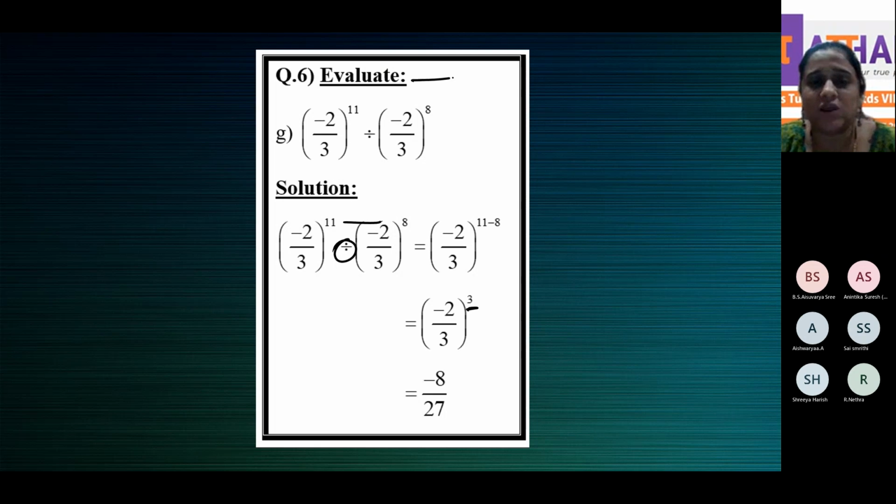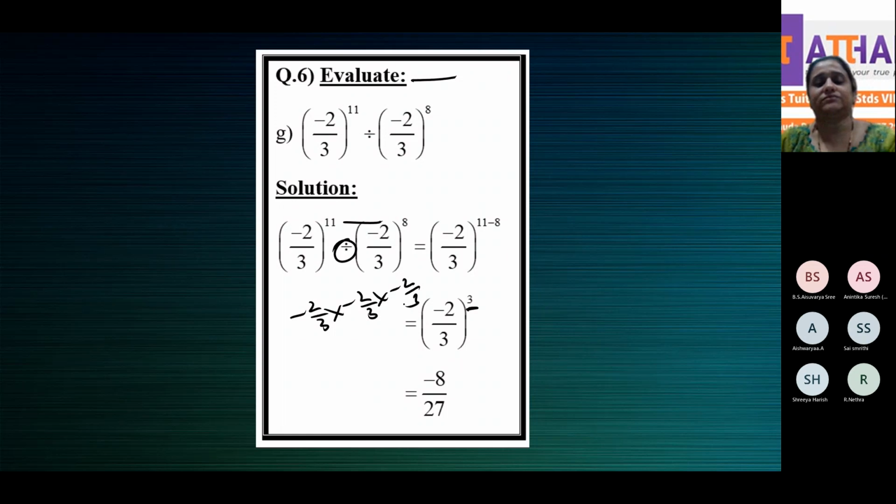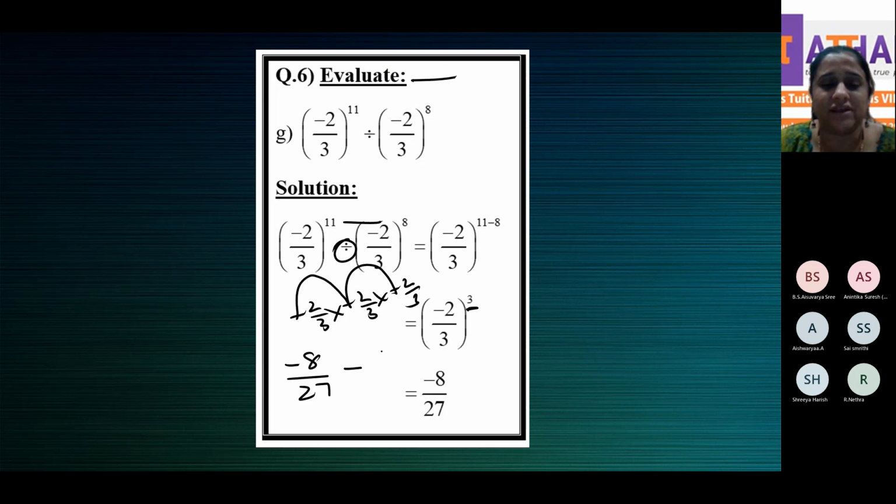And the heading is evaluate. That means you should find the value. So it's minus 2 by 3 multiplied with itself 3 times. Minus into minus is plus, into minus is minus 8 by 27. You can write minus 8 by 27 like this, or you can write the minus in the middle. Everything is right.